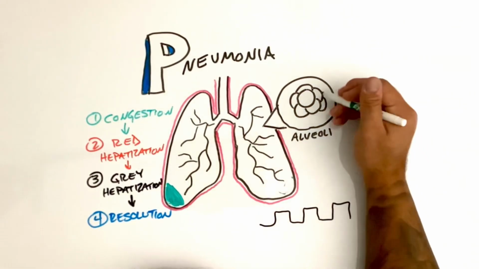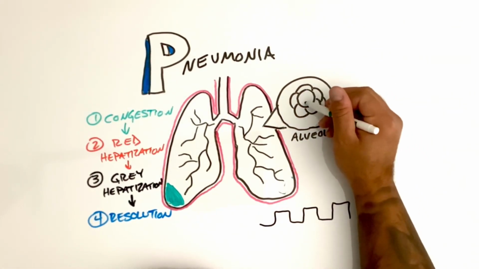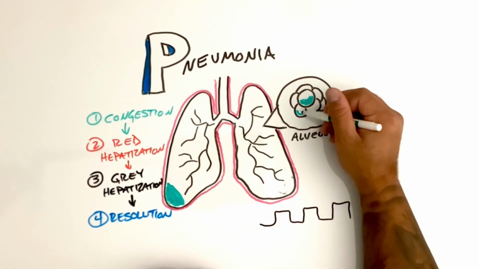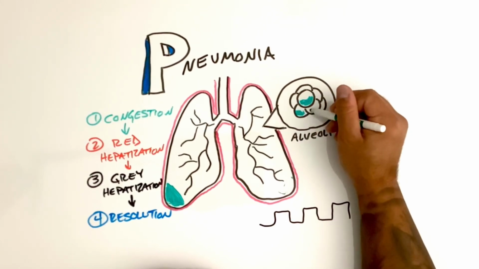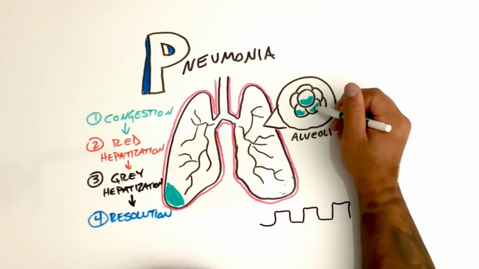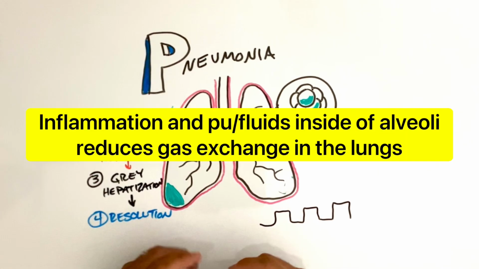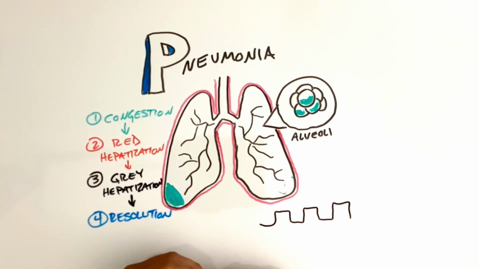So we have our alveoli here. Once the infection starts, it starts filling our alveoli with pus or fluid. We know that through the bronchioles and into our alveoli, once our air sacs, or alveoli, become inflamed or filled with fluids, it diminishes our gas exchange, our oxygen and our CO2 exchange.